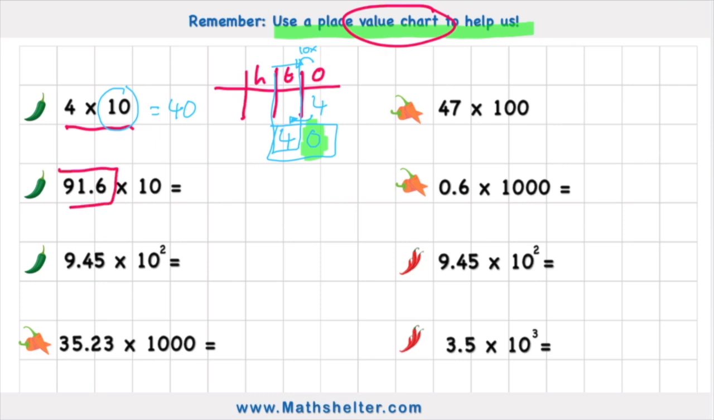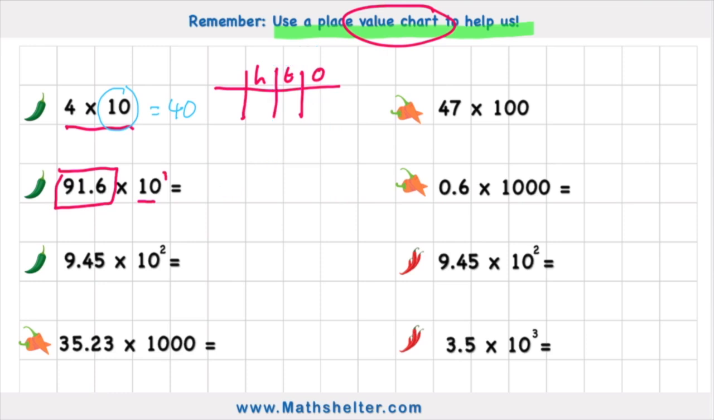Now let's look at 91.6 multiplied by 10. And as we're looking at powers, let's look at what this 10 represents. 10 could be shown as just being 10 multiplied by 1, or in other words, 10 to the power of 1. So my actual question could read 91.6 multiplied by 10 to the power of 1. But we don't often put the power of 1. We usually start with powers of 2.